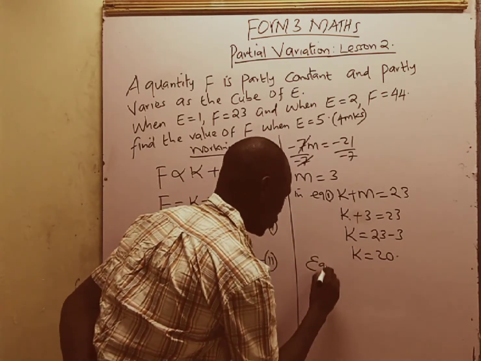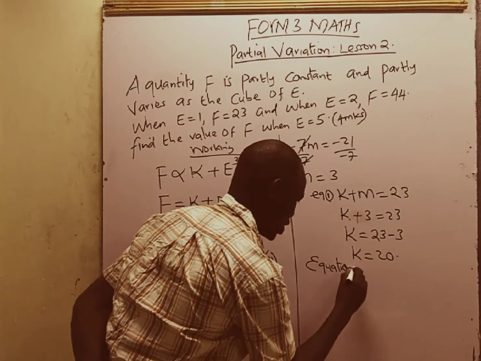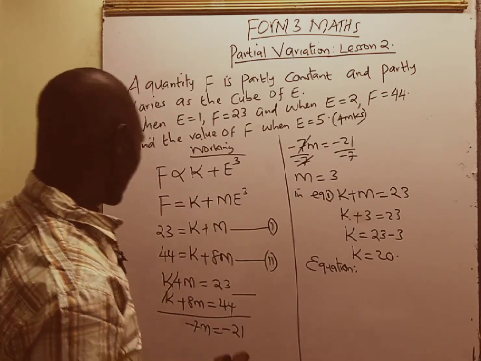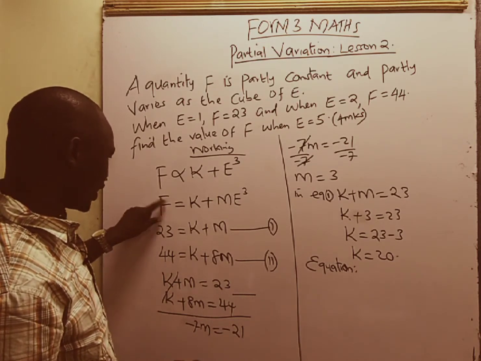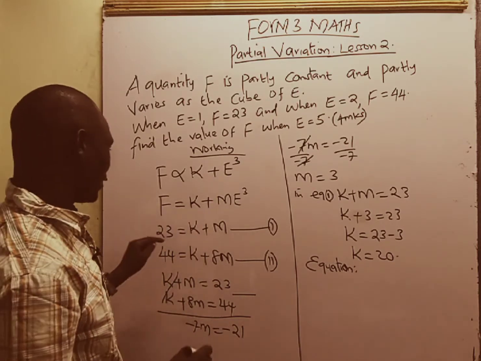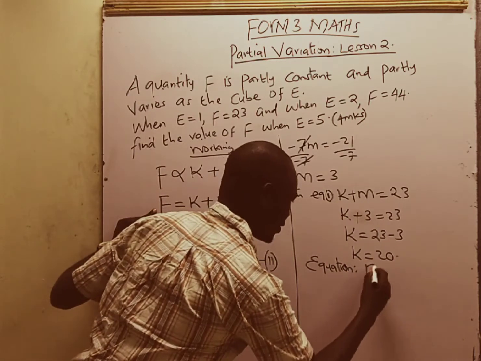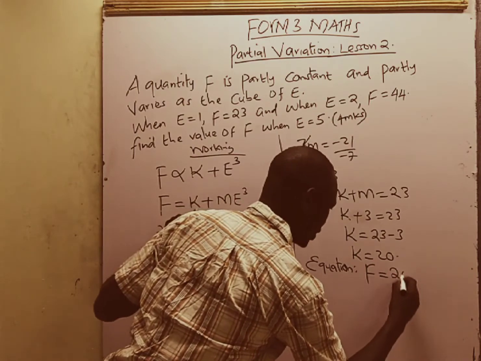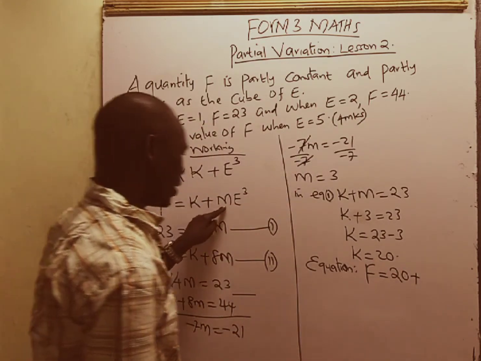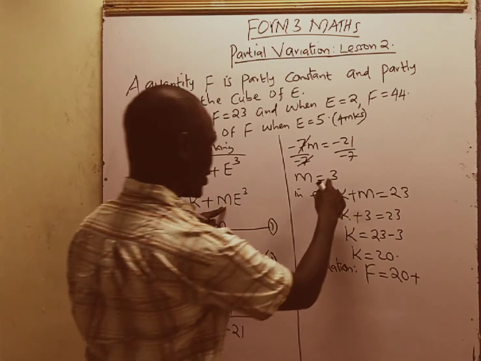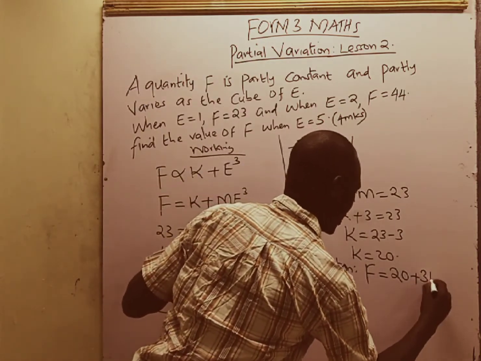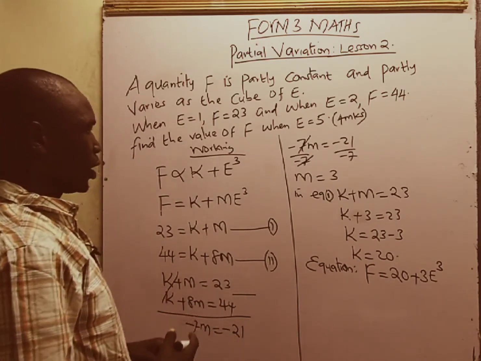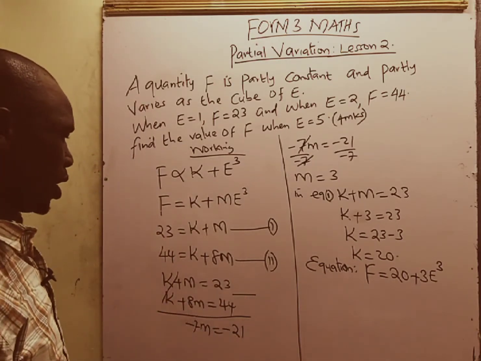From there now we can write an equation. Once we have the values of the constants, we write an equation, and the equation is here, only that it's not complete because we don't know the values of the constants. So f in this case is going to be equal to k, which we have as 20, plus m, which is 3, then e cubed. That is now our equation connecting f and e.